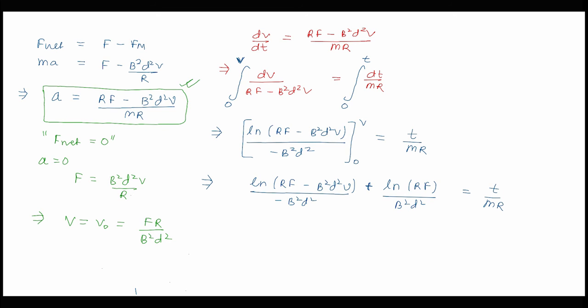So over here we can rearrange this term, and the expression is going to look like this: v is equal to RF upon B squared d squared times (1 minus e to the power minus B squared d squared upon mR times t). So this entire thing is in the power of e. So this is the expression which we are going to get.